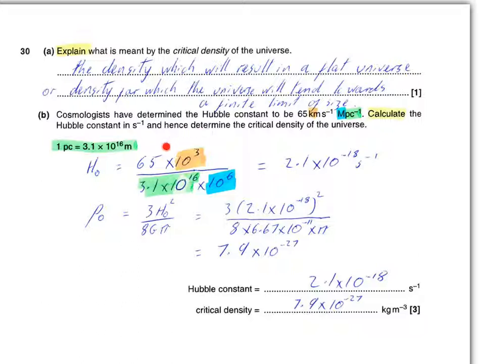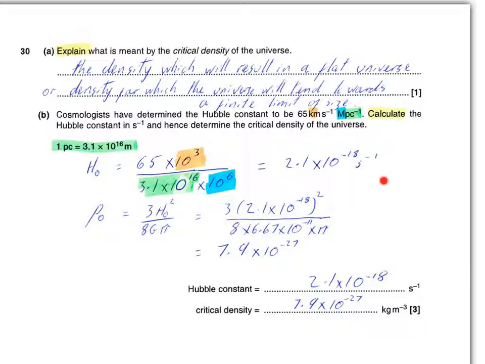So to get that into meters per second per megaparsec, we'll need to multiply by 1,000 for the kilometer rather than meter. And then I don't want that per megaparsec, but per meter, which will get me down to meters per second per meter. In other words, just per second. So I'll divide by the number of meters in a parsec, which we were given, but it's per megaparsec, so I need a 10 to the 6 as well. Do those sums, I end up at 2.1 times 10 to the minus 18 per second.